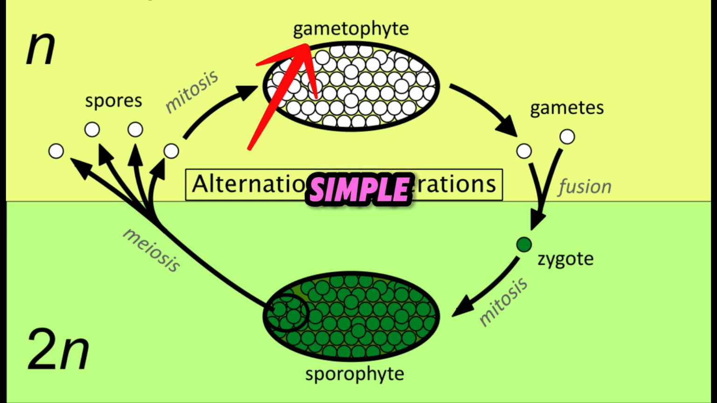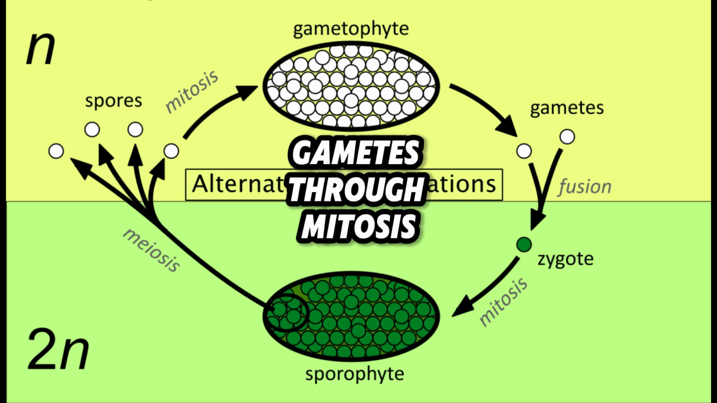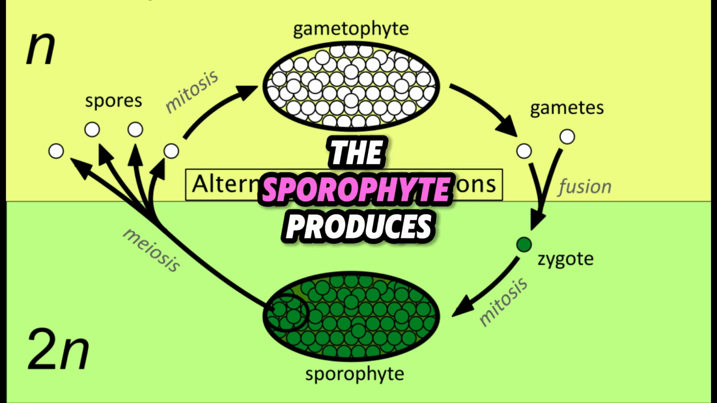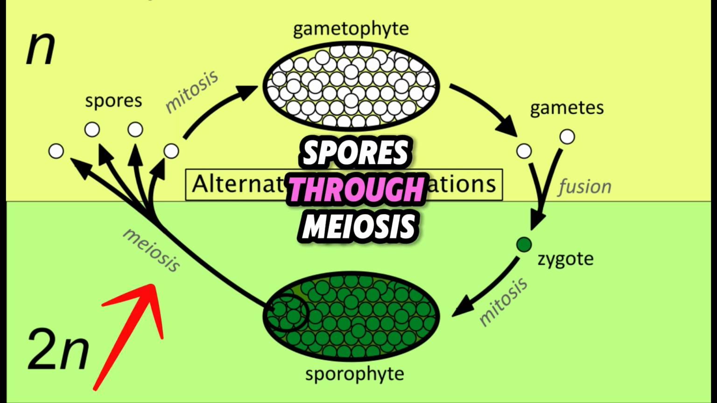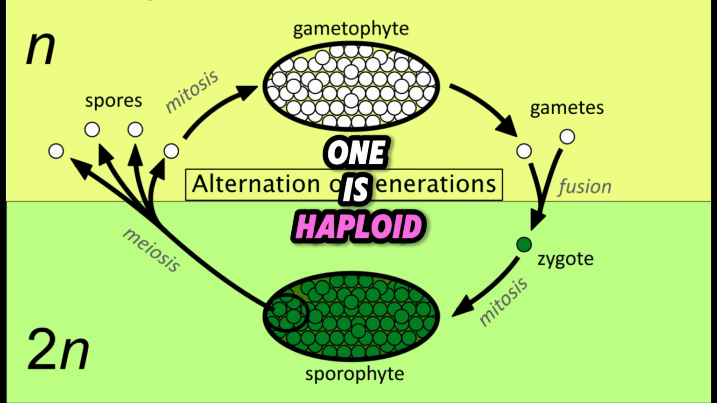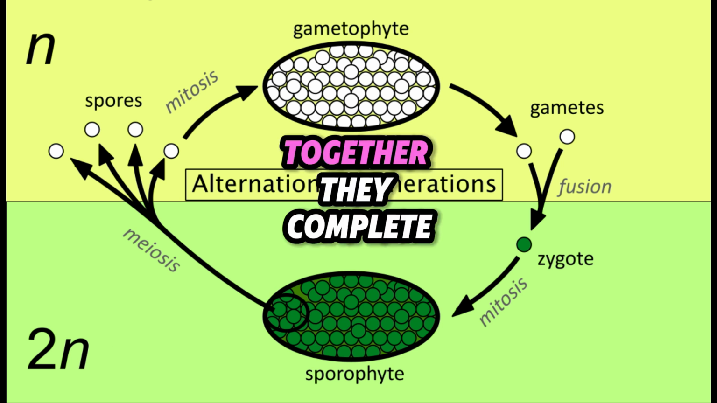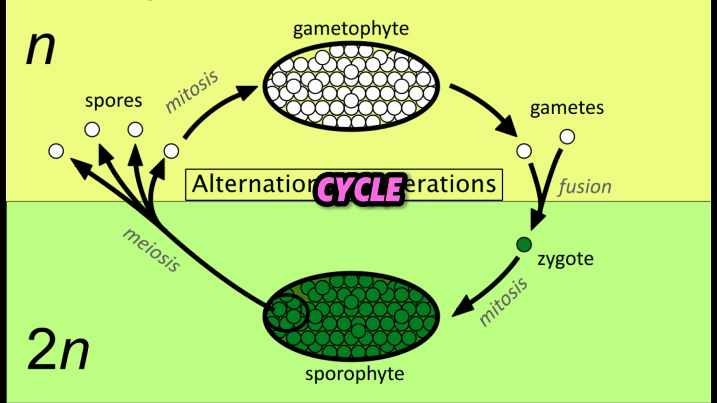To make it simple, the gametophyte produces gametes through mitosis. The sporophyte produces spores through meiosis. One is haploid, the other is diploid. Together they complete the plant's life cycle called alternation of generations.